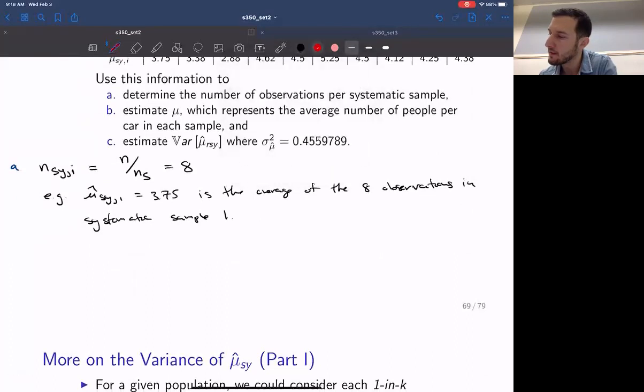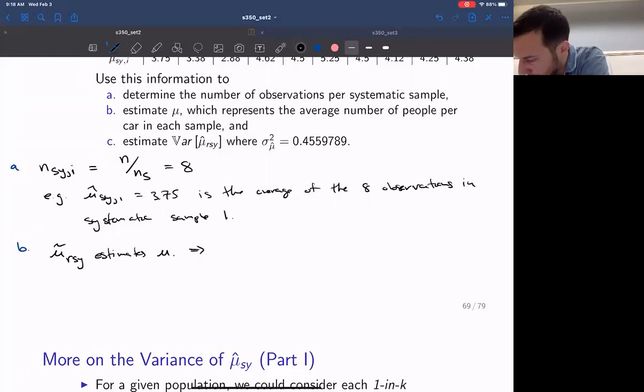Okay, in part B, we're asked to estimate mu, which represents the average number of people per car in each sample. Okay, so mu hat, and we can use our repeated systematic sampling estimator here. So actually we can just write this as mu hat, I guess. Well, let's be consistent. So mu hat RSY estimates mu. This should be mu tilde RSY. The symbology in this class.